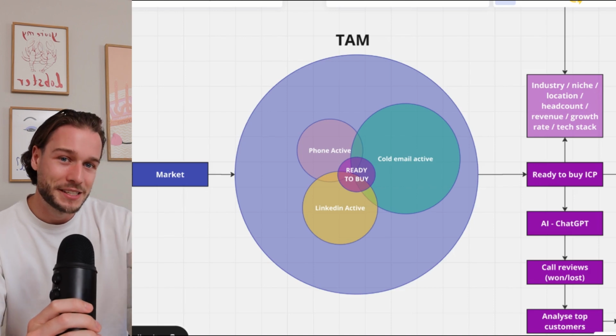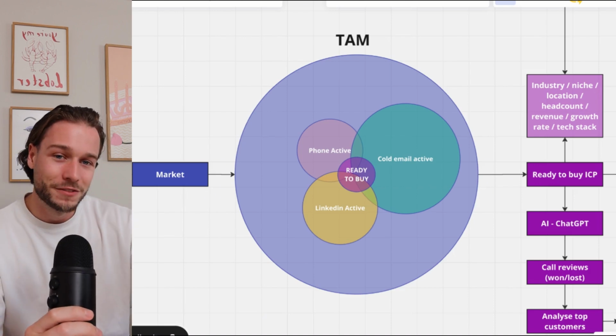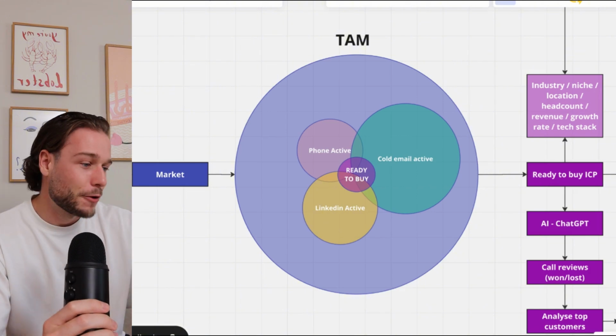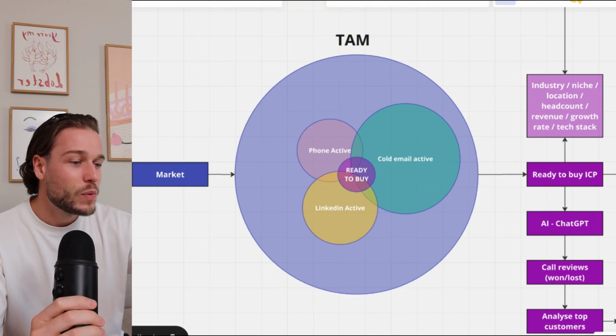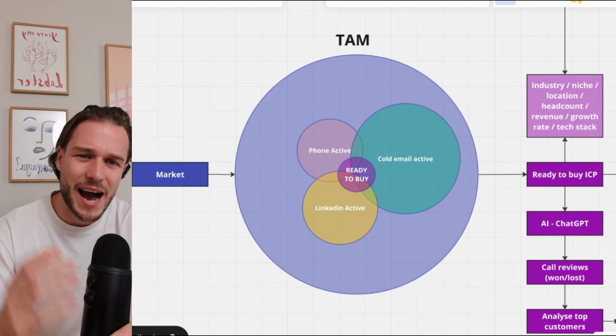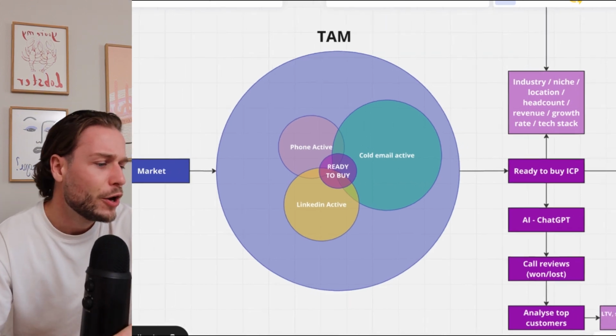So that's why we build this system to cover all of these angles to ensure that we're getting maximum efficiency from our outreach. Okay, so now we have our total available market. How do we determine this ready-to-buy ICP? How do we isolate them? How do we find out who they are?